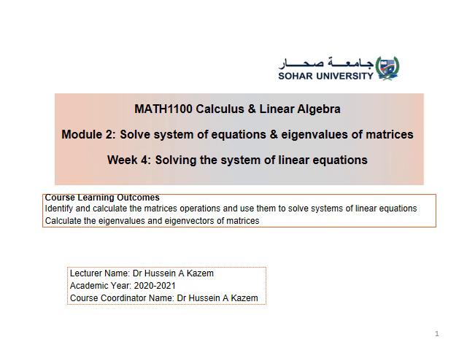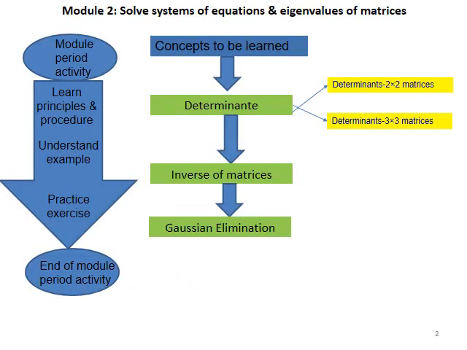And the first week in this module, week number 4, we will solve systems of linear equations using different operations we already discussed in last sessions, besides some few properties that need to be discussed here. We already discussed determinants for 2 by 2 and 3 by 3. We will also see in this module how to find the inverse of matrices. Then we will use the first method, which is Gauss elimination.